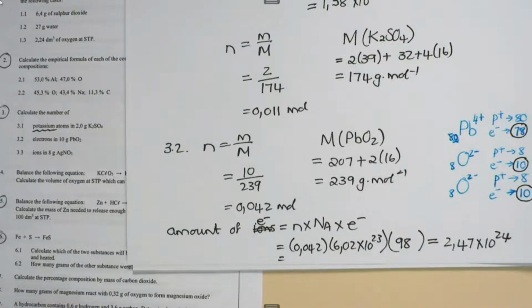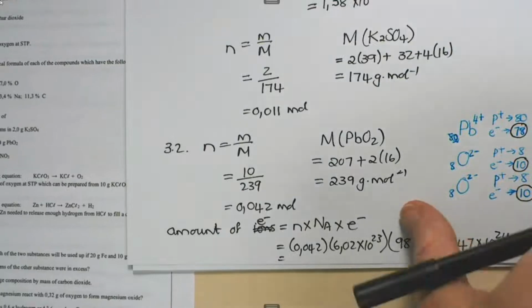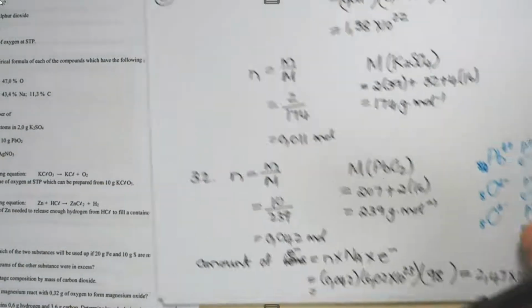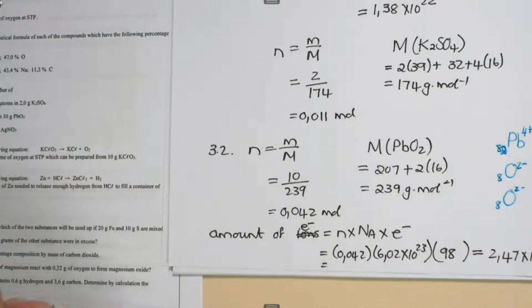Okay, that was counting the particles. Now we're going to do some stoichiometry calculations where we need our 5 steps. Let me get my little page again. I need my 5 steps to get to my answer.